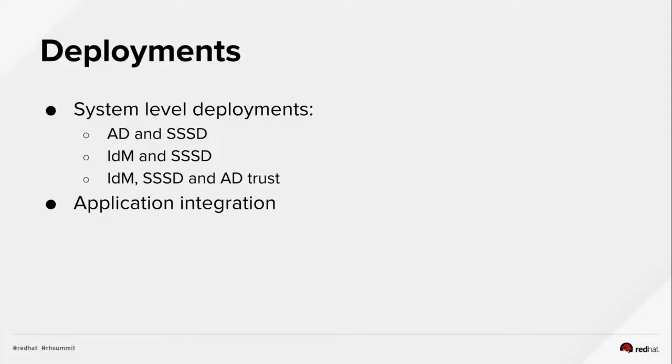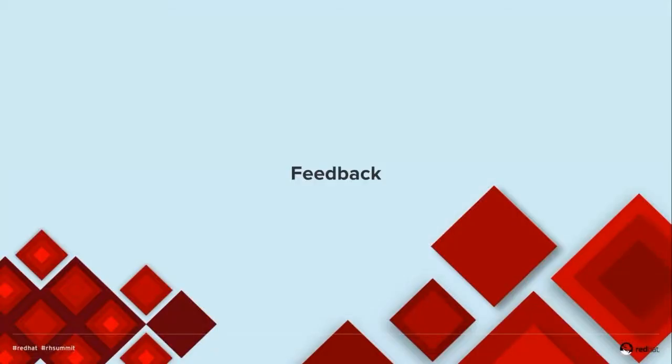Deployments. So there are several types of deployments that you can have. You can have Active Directory and SSSD, this is direct integration, so you just take your Linux clients, connect them to Active Directory. So this is AD and SSSD. If you focus on IDM as your authoritative source, then you can connect SSSD as a client to IDM. If you want the best of two worlds, it is IDM and SSSD and Active Directory Trust, and then application integration. So I have the slides for each of them, but we don't have time for that.